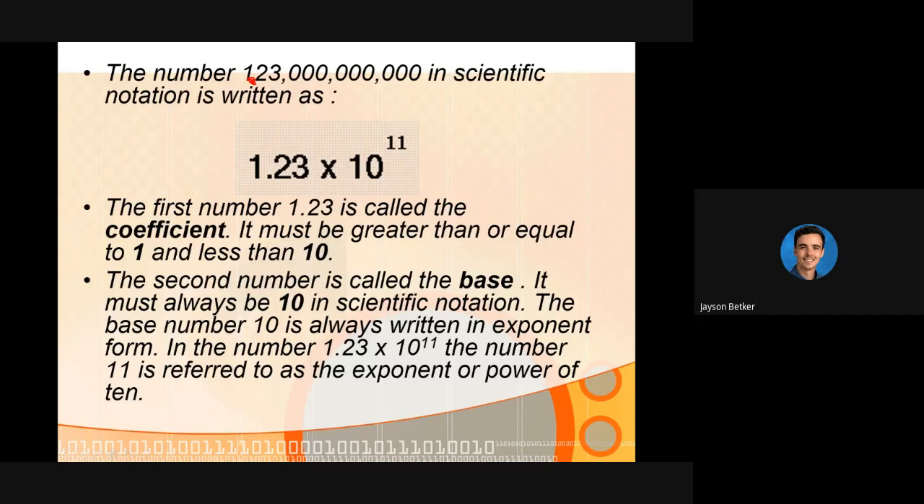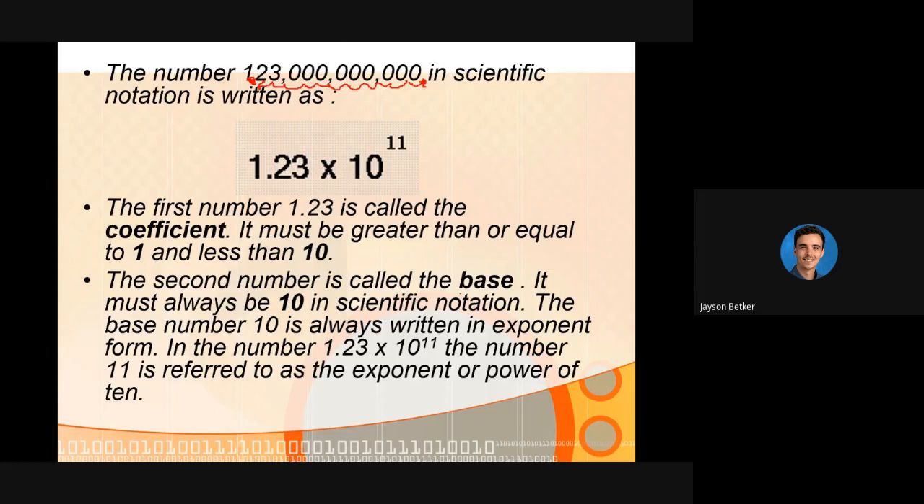Now, where does this 11 come from? I'll show you right now. Technically, before I put this decimal place here, there was a decimal place hanging out right over here, but we just don't write it because it's at the end of the number, right? So you don't need to write a decimal place at the end of the number. Let's count together how many spaces I have to move it to get it over here. That's 1, 2, 3, 4, 5, 6, 7, 8, 9, 10, and 11. So I had to move the decimal place 11 spaces to get it to be 1.23.